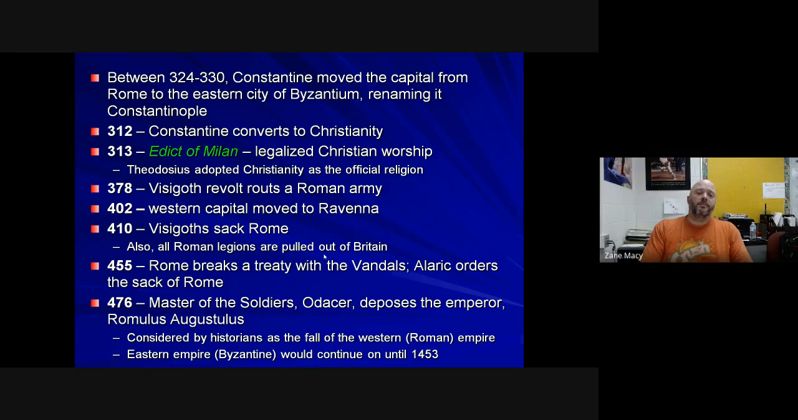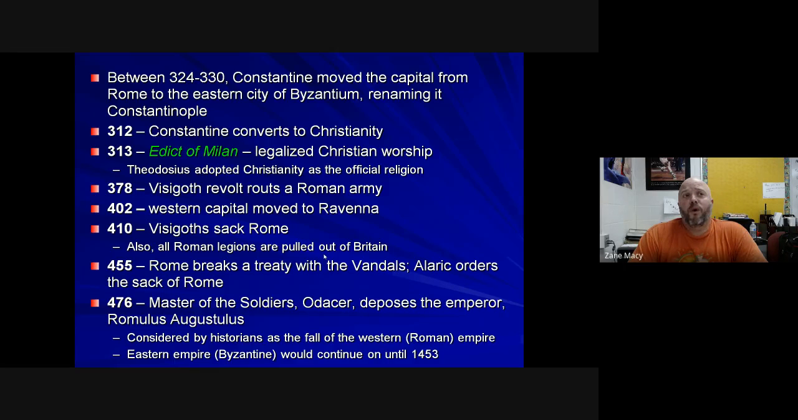But it's not going to be until around 330 when Theodosius ends up taking Constantine's place as emperor, that Christianity, not only is it legal as of 313 with the Edict of Milan, but by 330, Theodosius ends up making Christianity the official religion of Rome because the population of Christians is beginning to boom.